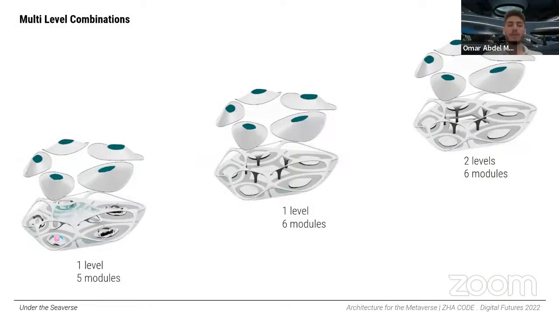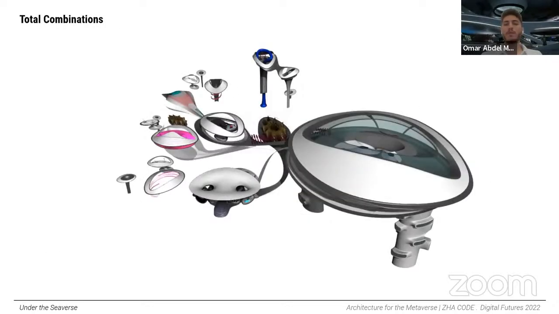In this slide, we've got multi-level combinations. The first one was a single level with 5 modules radially combined, and on the middle one, we've got 1 level with 6 modules, 5 on the borders and 1 in the middle. And on the right side, we've got 2 levels, 5 modules on the borders and 1 sunken module. Next please, Jenny. So this was the total combinations of our spaces. Next please, Jenny.